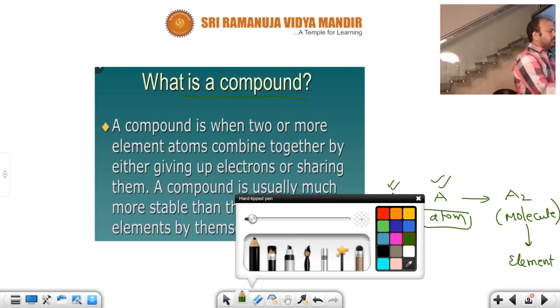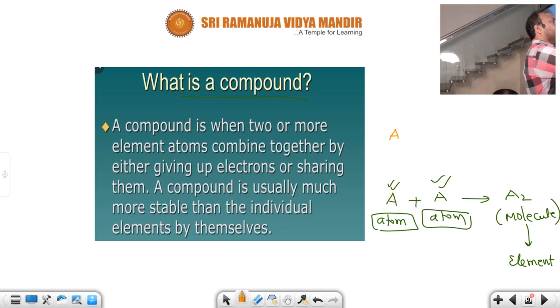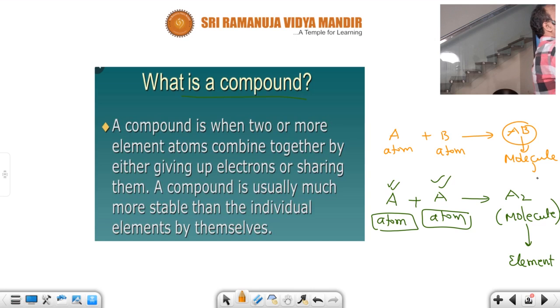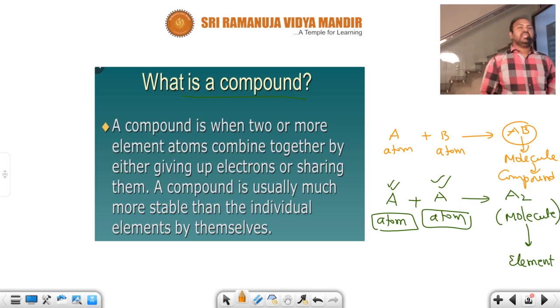If you take different atoms combining with each other, one is atom A, another atom is B. Two or more different atoms combine with each other to make a molecule. This is the molecule. This molecule is said to be a compound. So the same atoms combined with each other form a molecule that is said to be an element. Different atoms combine with each other to form a molecule that is said to be a compound.